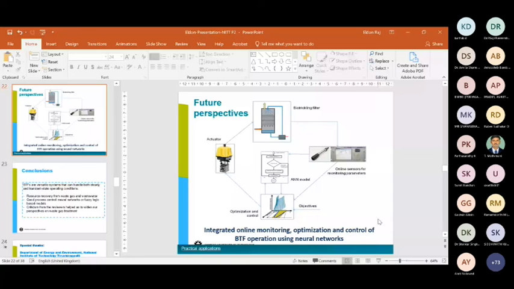So I think if we can combine them with some very modern tools or artificial intelligence based tools, fuzzy logic or artificial neural network, then with the help of these sensors and optimization algorithms and good process control, we will be able to control the operation of biofilters or biotrickling filters.